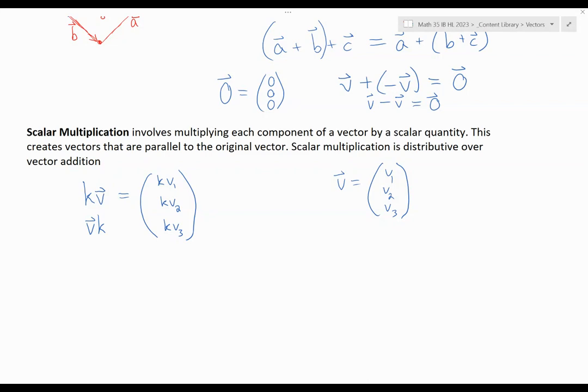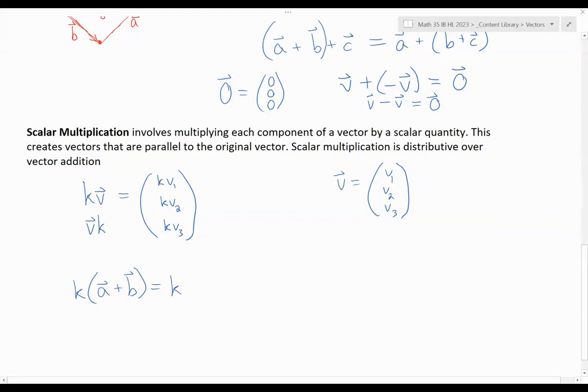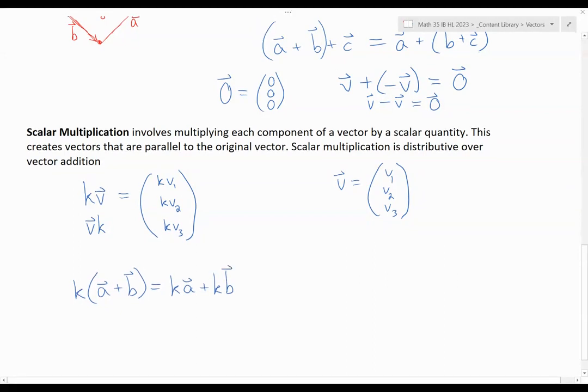Scalar multiplication is also distributive over vector addition. So in other words, if I have a scalar k times the vector a plus the vector b, that is the same thing as k times vector a plus k times vector b.